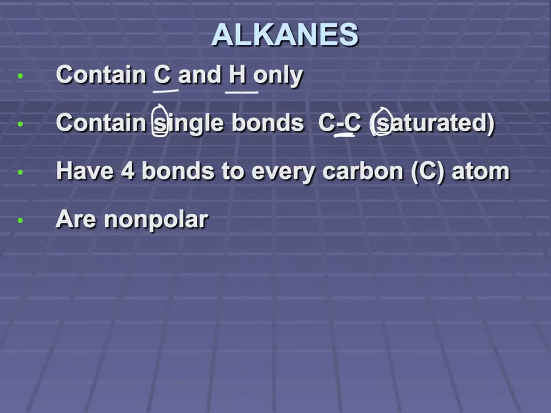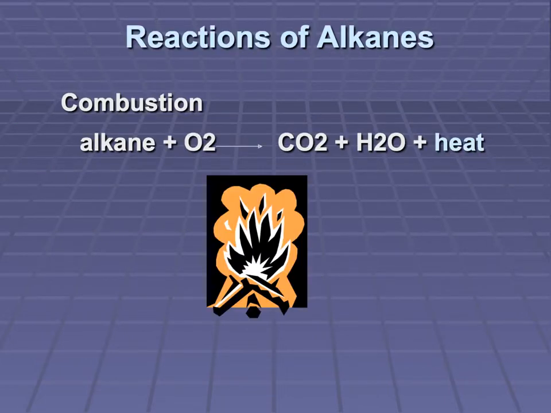Now, if you recall, carbon is in group 4. So since carbon is in group 4, that means it can make 4 bonds. Remember, each line represents 2 electrons in order to make a bond. So every carbon atom that you draw will have 4 bonds coming from it. And these are also going to be nonpolar molecules. Now your alkanes, which are the simplest type of organic compound with all single bonds, will react with oxygen to produce CO2 and water. So if you remember, these are your combustion reactions.